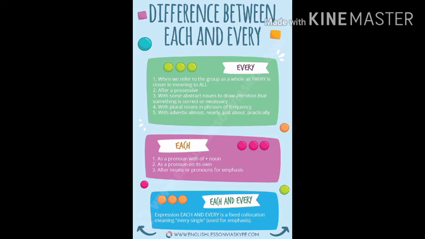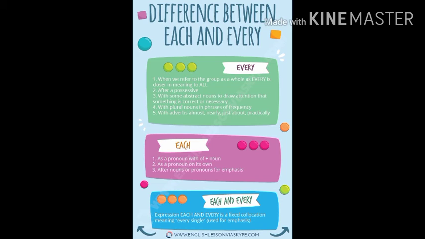Just take an example, like each of the two boys has a book. So it means we are talking about only two boys in this, both of them have a book. But you can say this also, that each of the students has a book. So in this case you are talking about more than two nouns. So now come to the every.